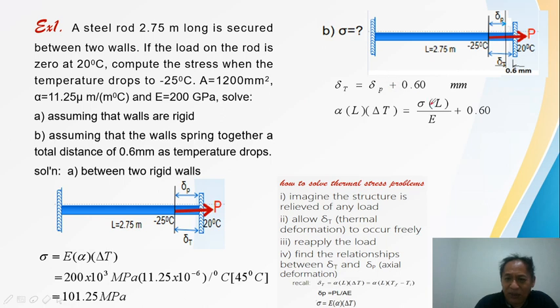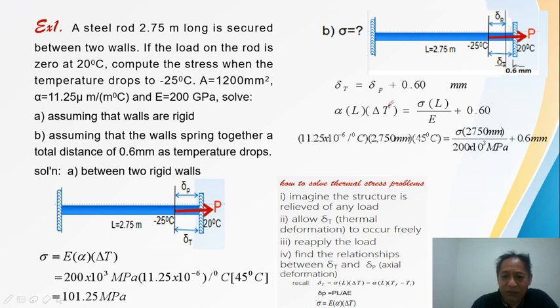So to bring out the stress, this is supposed to be P over A, so stress for P over A, then L over E. Now you cannot remove your L. Why? Because the 0.6 is just a constant. So we can just substitute the value directly. Okay, so by substitution, we have 11.25 times 10 to power negative 6 per degree Celsius.